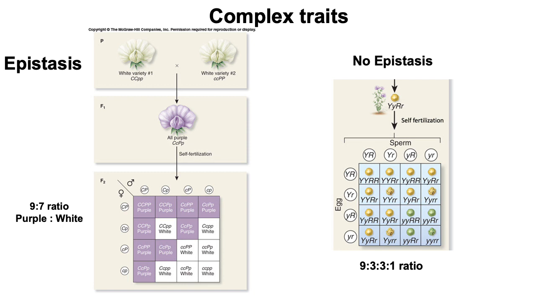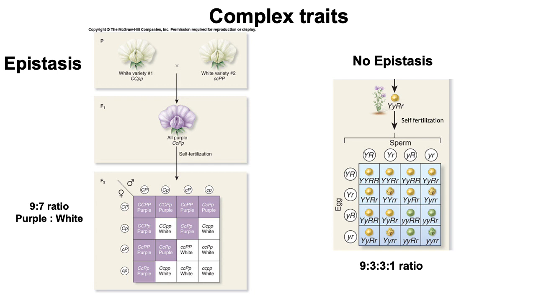And so I want to spend some time talking about that, and that's what we think about when we talk about complex traits. The example that we're going to look at first is a phenomenon called epistasis. The panel on the left is showing you epistasis occurring in a type of flower called the sweet pea flower, where we look at flower color, white or purple.